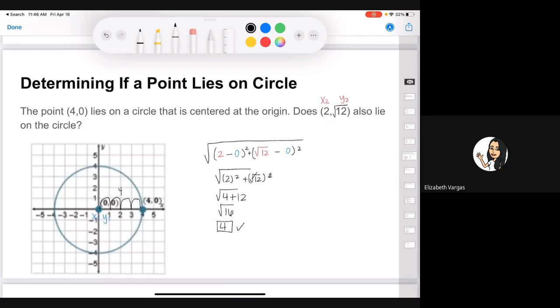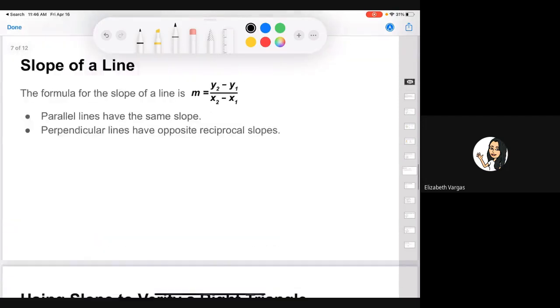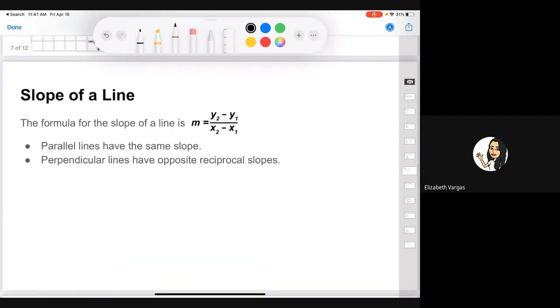Okay, and that would be approximately right here. That would be 2 and the square root of 12. But we looked at this in our last unit, so nothing new. Any questions? No? So now we're going to look at slope of the line.